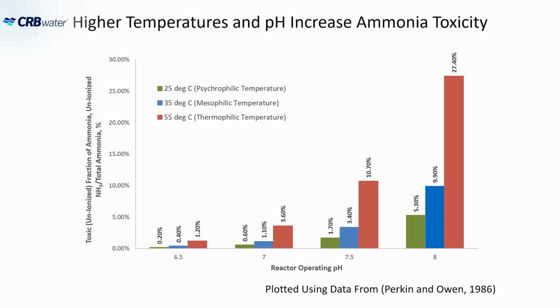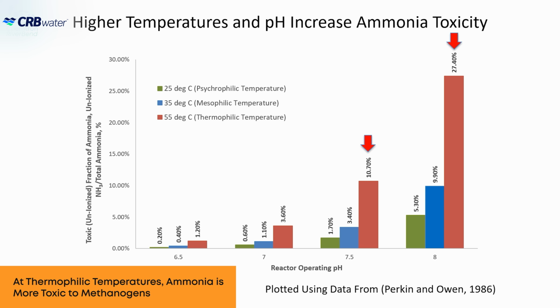Finally, a higher fraction of the ammonia nitrogen is in the unprotonated toxic form at thermophilic temperatures. The concentration of this toxic form of ammonia increases almost 3 times at thermophilic temperatures compared to mesophilic temperatures, further increasing the chances of reactor upsets.